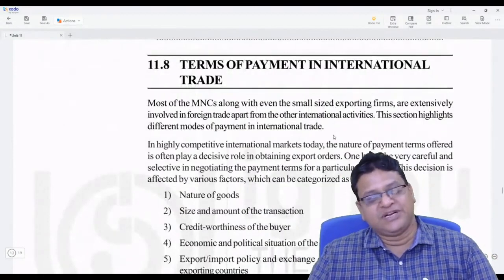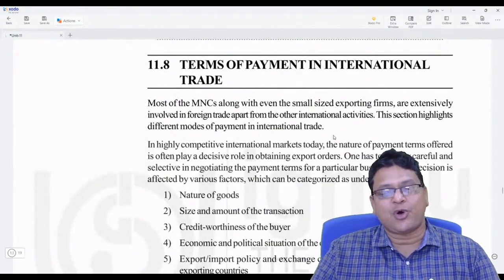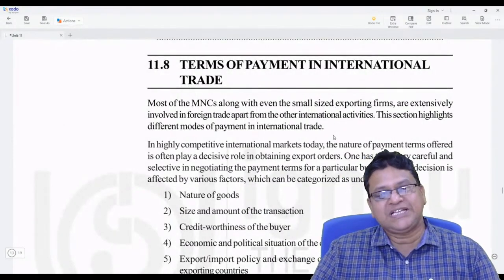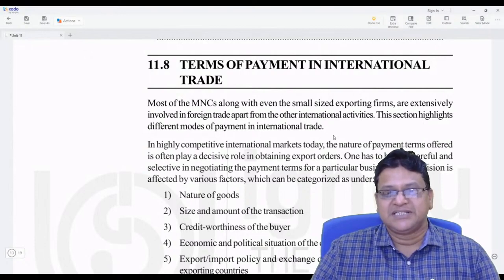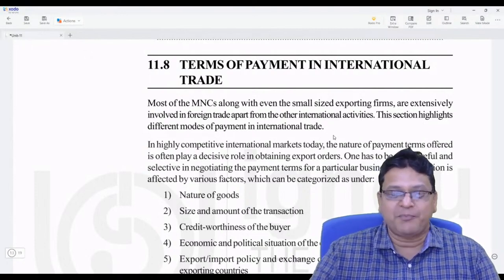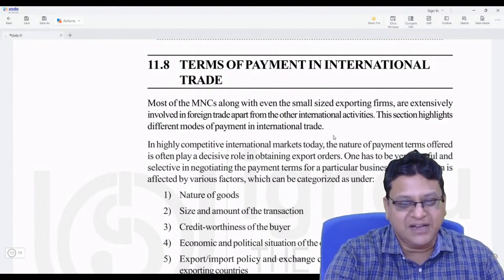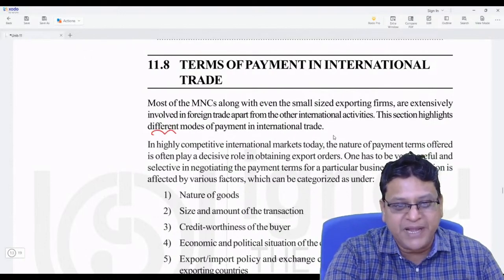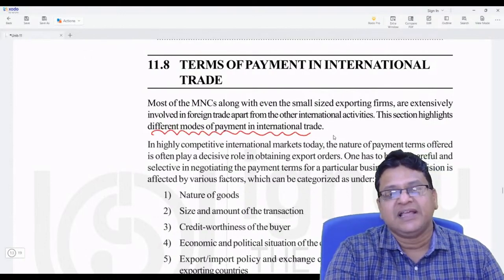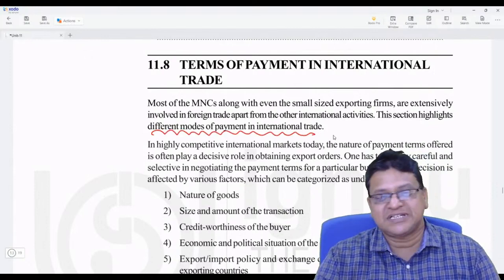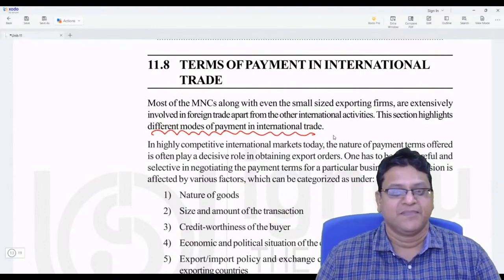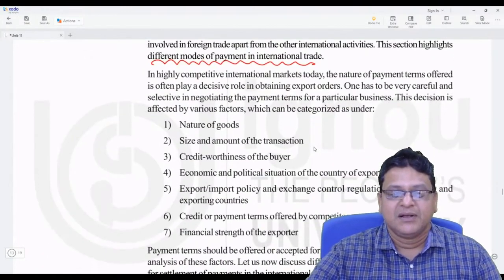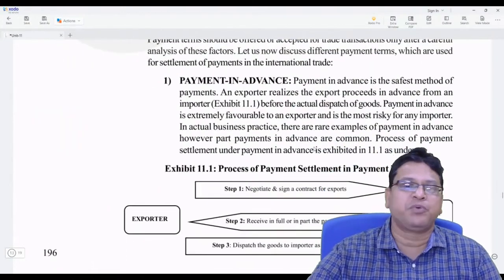And last, we will discuss international terms of payment. What is international term of payment, and what does it mean? Generally, international term of payment simply means the different modes of payment in international trade, that is, how the payment is made in international trade. The payment is made in four forms.